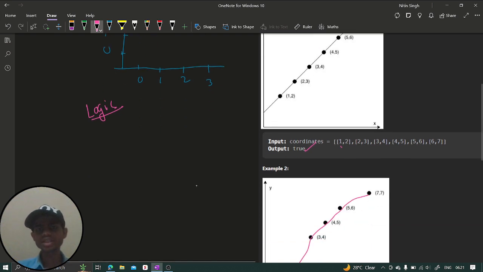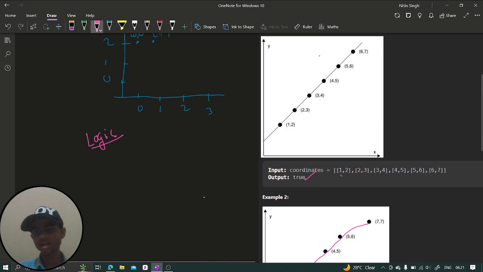See, guys, the logic is nothing but understanding this problem and forgetting about the rest of the points. So these points 4, 5, 6, 7 are not here. They do not exist in this particular problem. You have to forget about them.